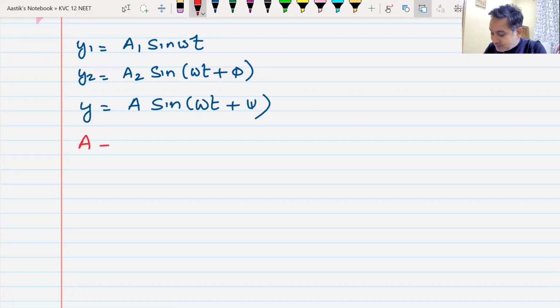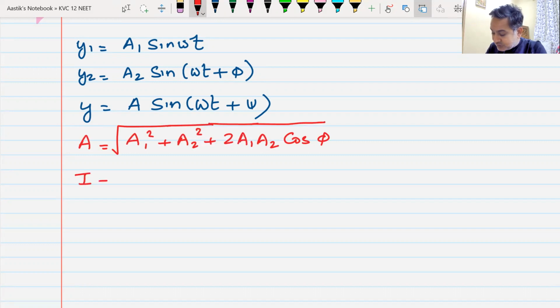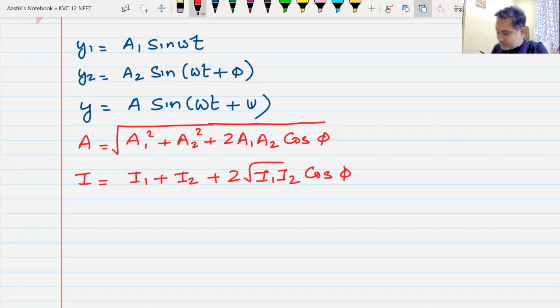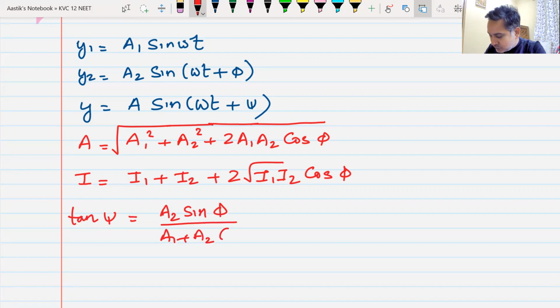Here the value of this A is nothing but the square root of A1 square plus A2 square plus 2 times A1 A2 cos phi. Or I can write the intensity of this wave as I1 plus I2 plus 2 times root over I1 I2 cos phi. I can write the value of tan xi as A2 sine phi upon A1 plus A2 cos phi.